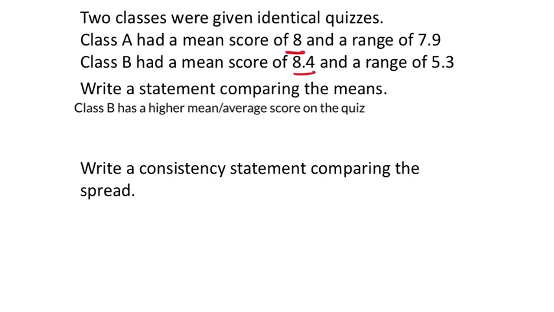In fact, you could say "than Class A," if you want to be a little bit more specific there, okay? Yeah, Class B is higher, 8.4 is bigger than 8.0, okay? All right, the consistency statement. So Class B has a lower range than Class A. So in addition to this, we would say that Class B is more consistent than Class A.